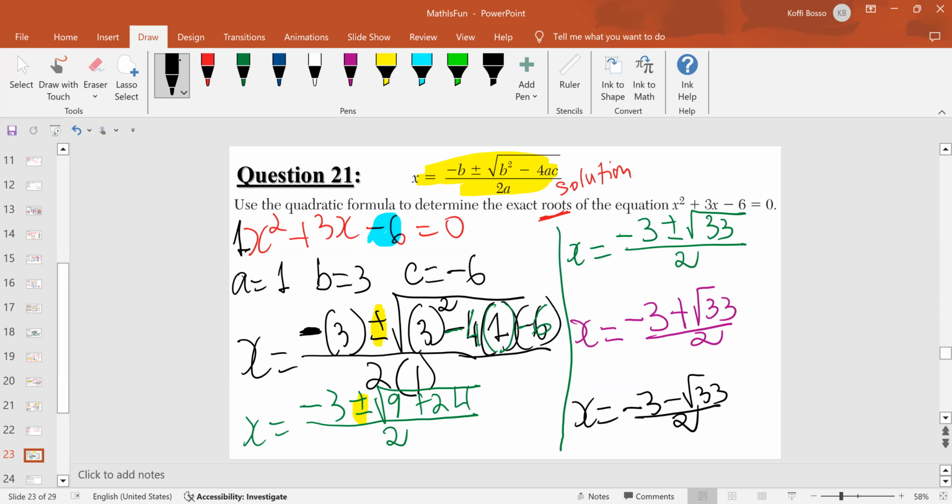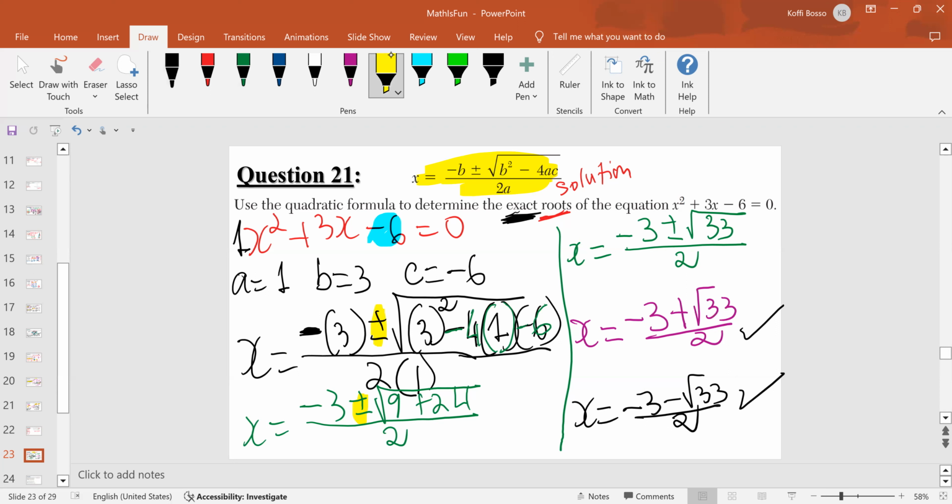We have this, and again, we cannot simplify. They say to determine the exact root, so we don't change it to a decimal. We leave it like that. That's the exact root. Sometimes they could ask you to leave your answer as a decimal, to one digit or 2 digits after the decimal, so they will give you some instruction. But here they say exact root, so it has to be this one and this one.